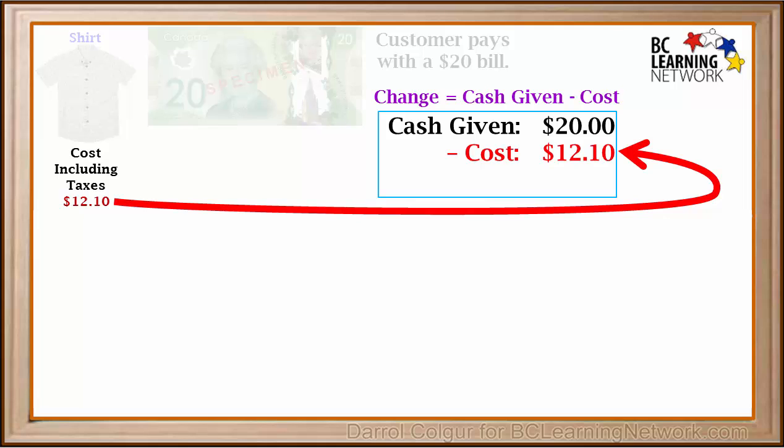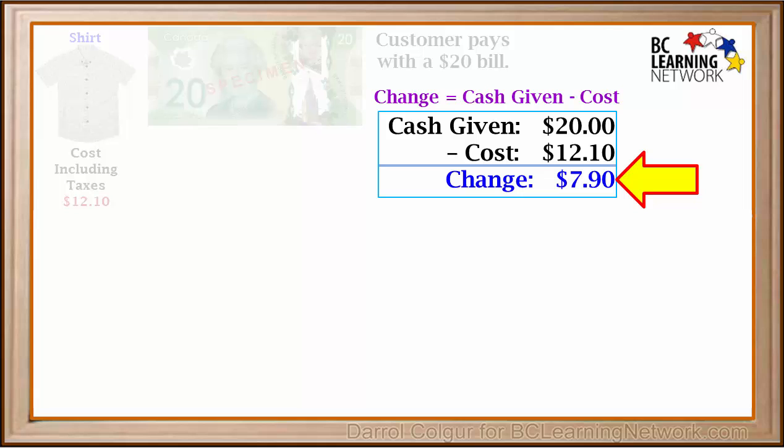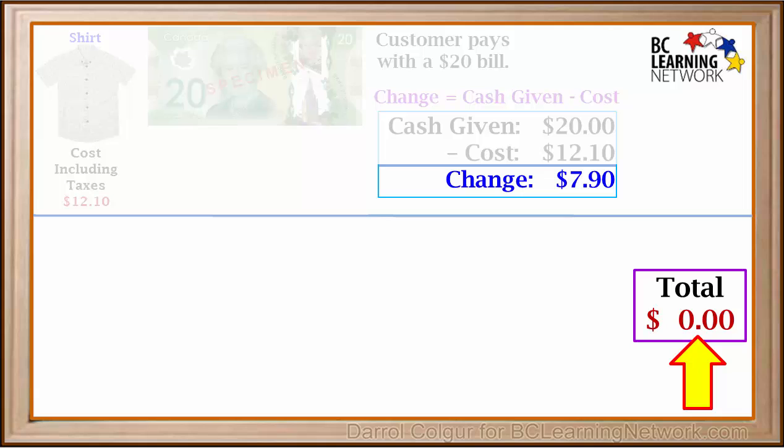At this point, pause the video and do the subtraction yourself. Then resume the video to check your answer. Subtracting these gives us $7.90 for our change. We'll keep track of the total change we give here.